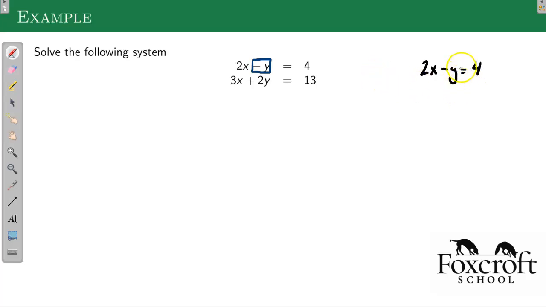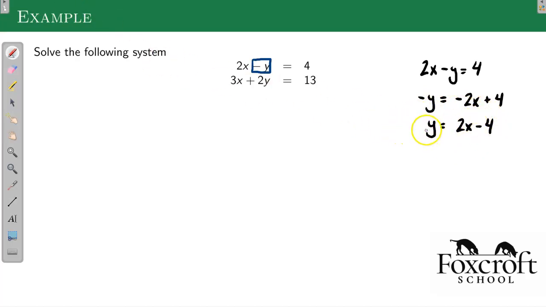I'm going to solve this equation for y. There are a bunch of different ways you can do it. I would subtract 2x from both sides. Now I need to get rid of this negative, so I multiply everything by negative 1, and I get this relationship between x and y: y equals 2x minus 4. If I know an x value, I multiply by 2 and subtract 4 to get the y value. This tells me the relationship between x and y in one equation.